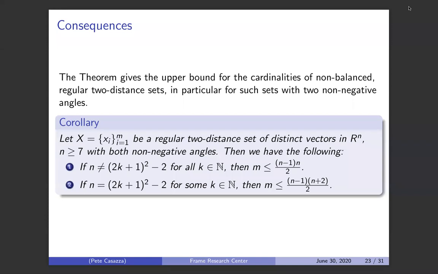So the point being, if you have two non-negative angles, you are much more restricted on how big your set can be. It's going to be much smaller than it could be if you were allowed one positive angle and one negative angle.